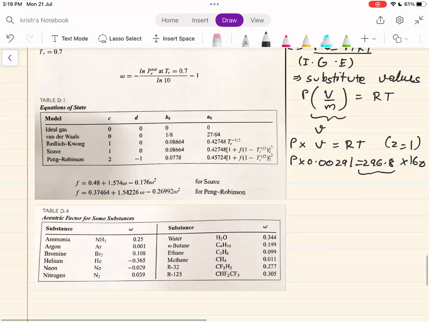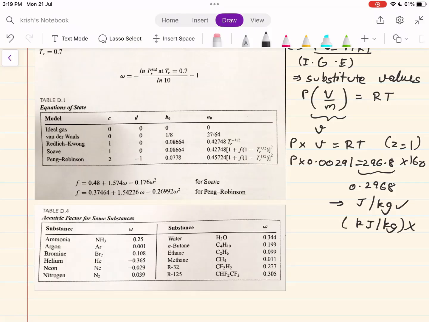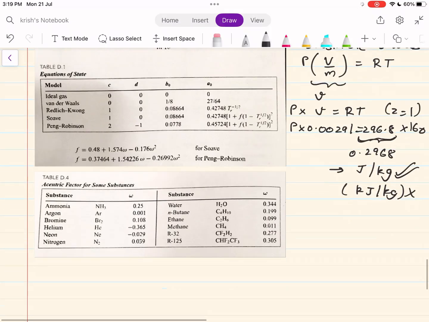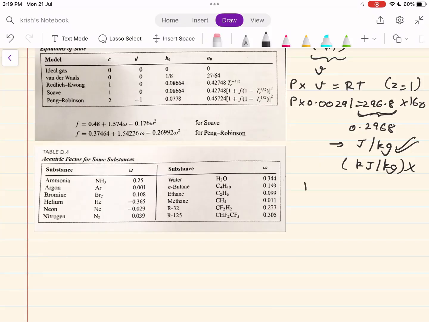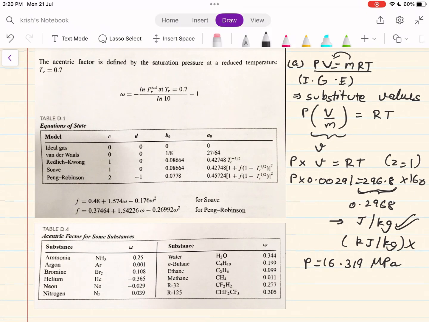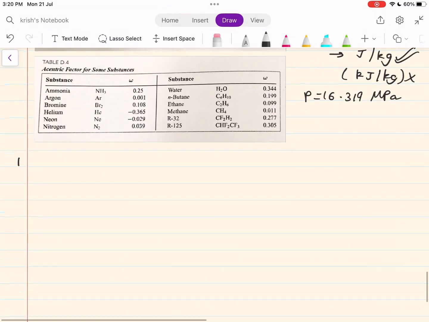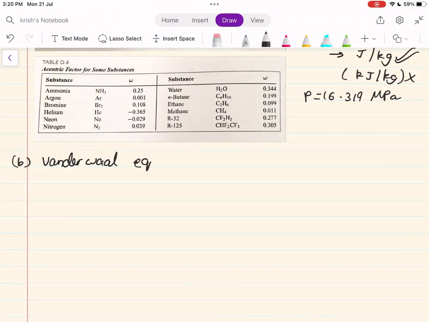So substitute values. R value for nitrogen from tables will come out to be this value. It will probably be given as 0.2968 or something, but we have to convert it to joule per kg. Always remember, joule per kg. And in the table, it is often given as kilojoule per kg. We don't want this, we want this, which is why I have straight away converted it and written. Upon solving, we get P equals to 16.319 megapascals. Right? This part was really simple. All you had to know was the R value and its unit, and how you can substitute specific volume.